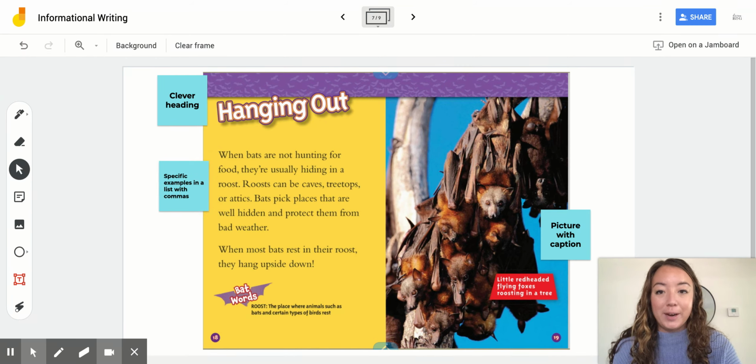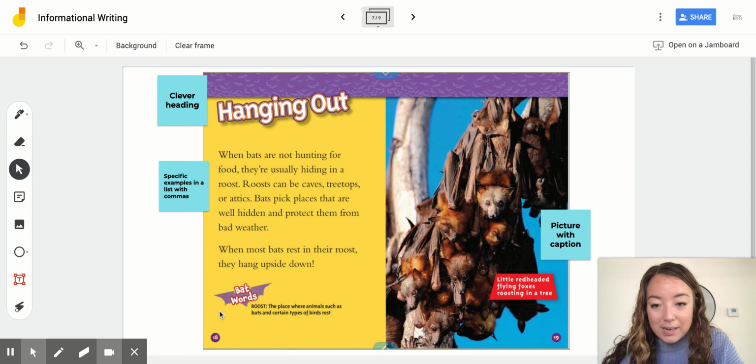Okay, let's keep reading. Bats pick places that are well hidden and protect them from bad weather. Okay, now I notice I'm going to a new section of sentences, a new group. When most bats rest in their roosts, they hang upside down. Wow, interesting. And I like that this author used an exclamation point. They're like shouting that fact at me.